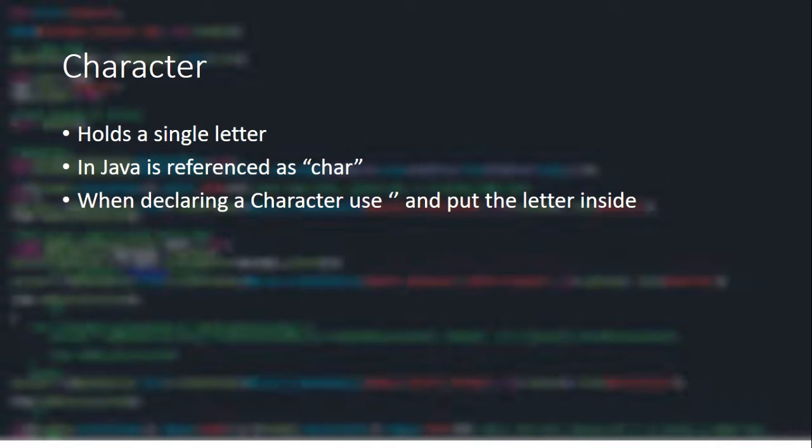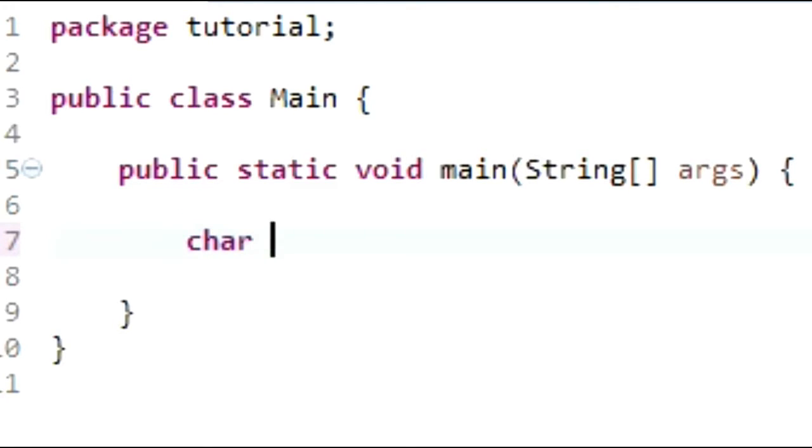Character. It holds a single letter, number, or symbol. In Java, it is referenced to as a char, that's C-H-A-R, with no capitals. When declaring a character, you use a single speech mark on either side of the letter. So to make a character in Java, you type char, example, and then you declare it to be a speech mark, a letter, or character, or number, and then you press the semicolon button to end the line.